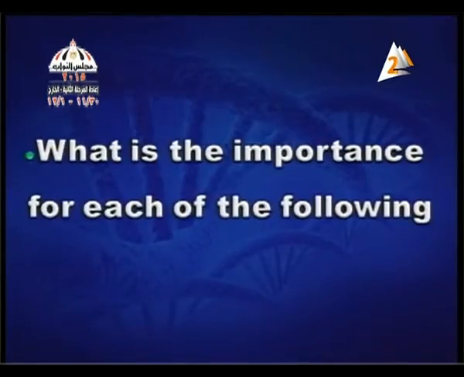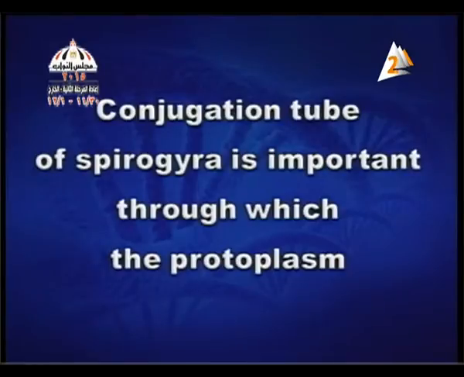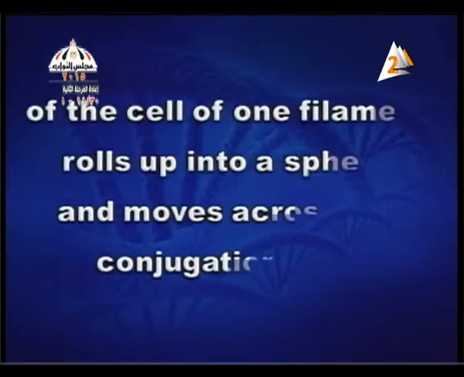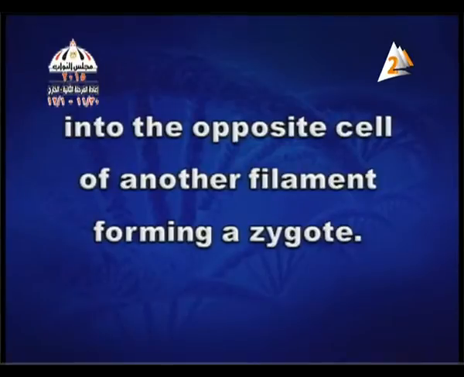What is the importance of each of the following? First, the conjugation tube of Spirogyra. Let's think together. What is the importance of the conjugation tube? You are right. The conjugation tube of Spirogyra is important because through it the protoplasm of a cell of one filament rolls up into a sphere and moves across the conjugation tube into the opposite cell of another filament, forming a zygote.